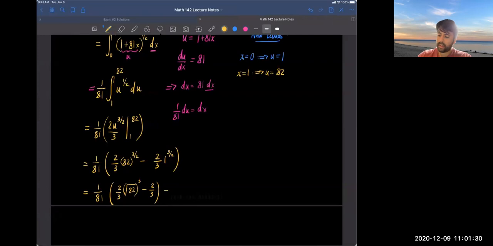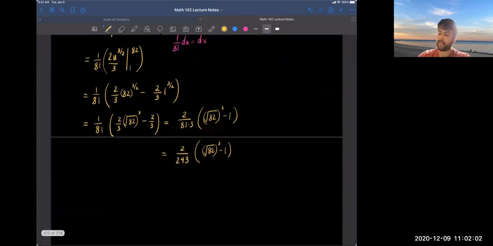And then I can take out the 2/3, so I'm left with 2 over 81 times 3, and I have the square root of 82 cubed minus 1. And so this would be 2 over 243. This would be the cube root of 82. Sorry, not the cube root. It would be the square root of 82 cubed minus 1.